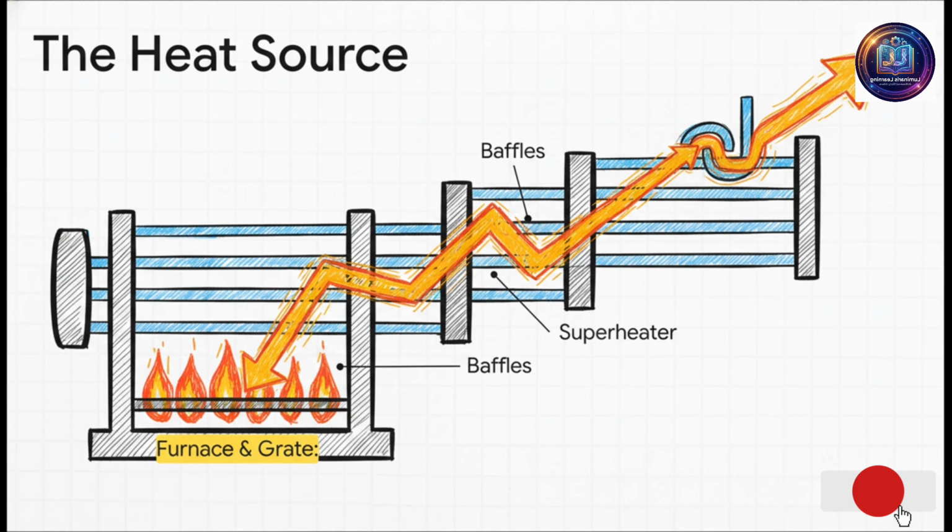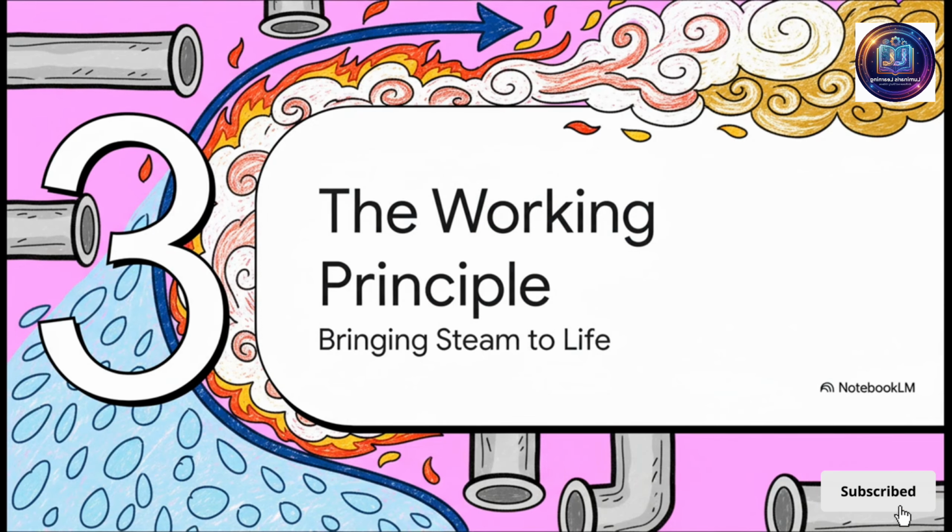Finally, the steam from the drum gets one last blast of heat in the superheater, which makes it extra hot and dry for maximum power. So we've seen all the parts. Now let's put them in motion and really see this machine come to life. Let's trace the path of a single drop of water as it becomes powerful, superheated steam.